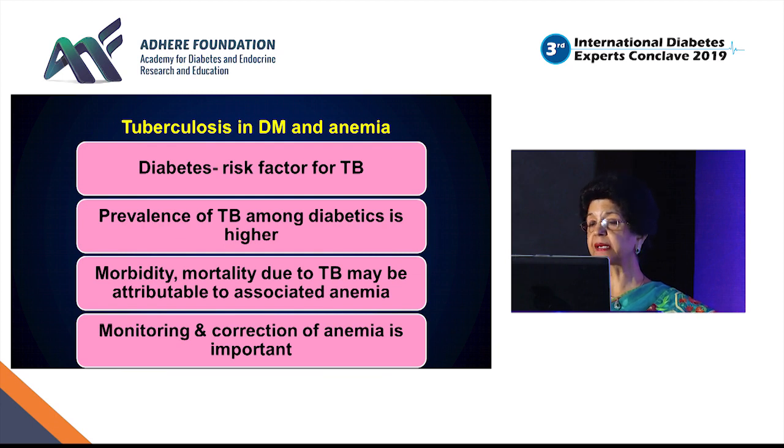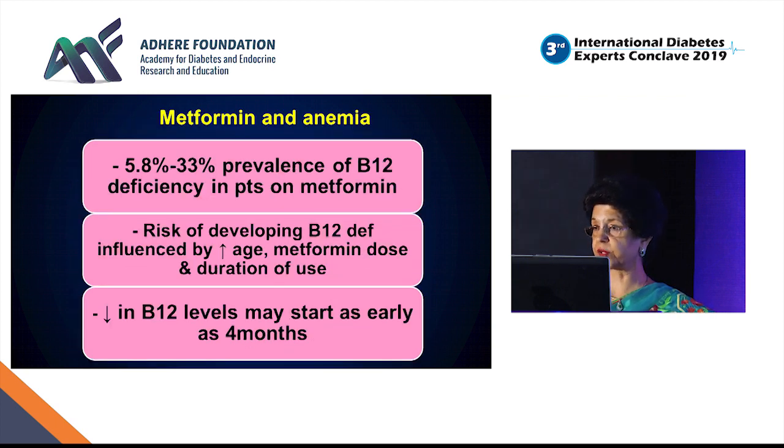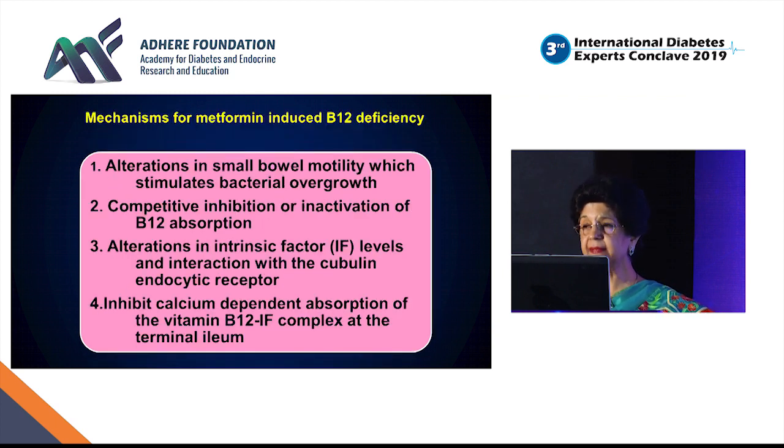Tuberculosis, yes, that should also be considered because we are seeing there's a resurgence of tuberculosis with diabetes, and it is an easily correctable disorder. What about metformin? Yes, the longer the patient takes metformin, the chances of vitamin B12 deficiency arise. And in one of the talks earlier, it was highlighted that in vegetarian Indians, this is a likely possibility. So as you age, as you take more of metformin, so the dose as well as duration, the deficiency may start as early as 4 months.